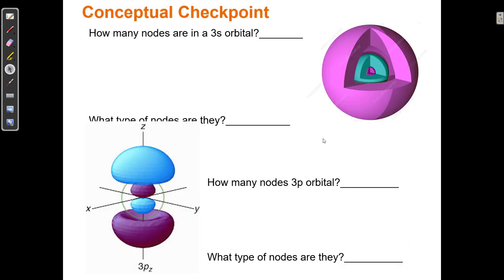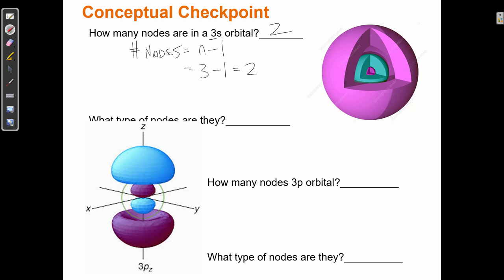Okay, how many nodes are there in a 3s orbital? Remember, number of nodes equals n minus 1. So what's n? 3 in this case, 3 minus 1. So how many nodes do I have? 2. Where are the nodes?